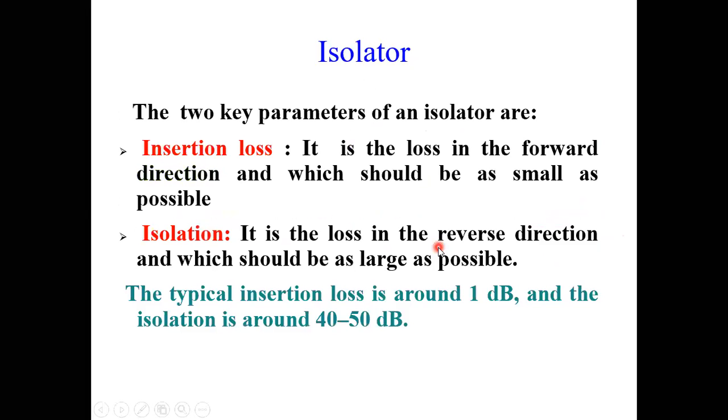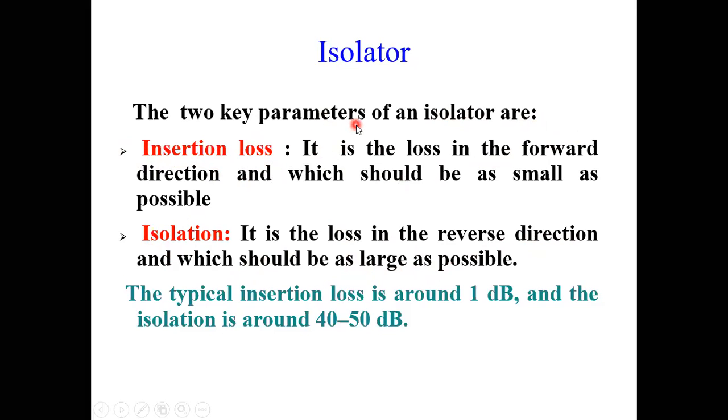Okay, now when I talk about isolators, the two key parameters that are important are called insertion loss and isolation. Now what is insertion loss? It is the loss in the forward direction, which should be as small as possible. And isolation is the loss in the reverse direction, which should be as large as possible. Please write these two points down, all of you.